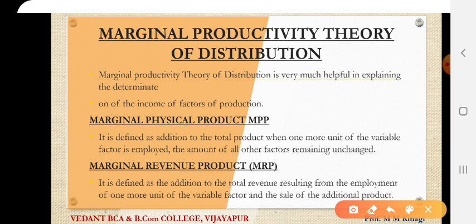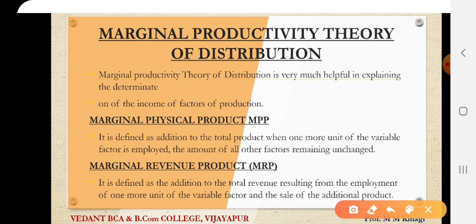Okay, so I'll just read here. Before I read, I just make you understand, because after reading maybe you are unable to understand. If you understand the concept, then when you read, you can reconnect here. So that's the reason I made you understand first. Okay, so here the marginal physical product, what it says, it is defined as the addition to the total product when one more unit of the variable factor is employed, the amount of all other factors remaining unchanged. That's what we have said, that is the addition made to the total product by employing one more unit, and the other factors will be constant.